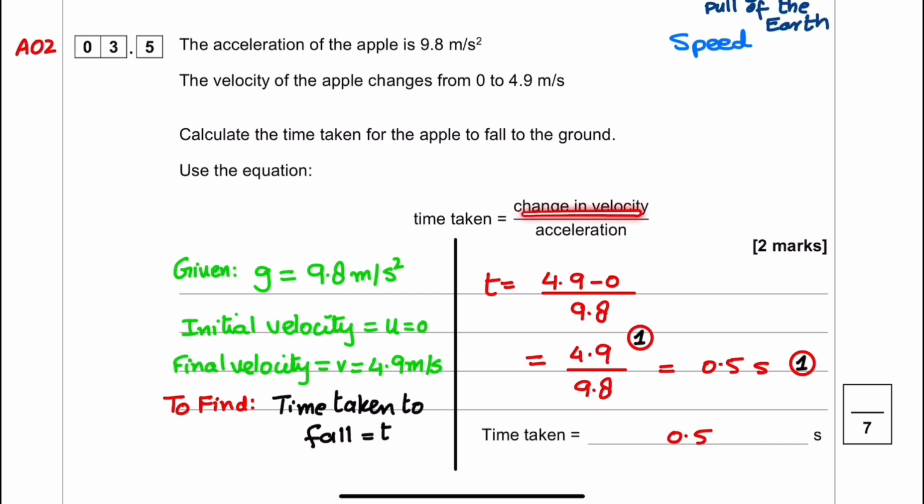Time is equal to change in velocity. So time is equal to final velocity minus initial velocity over the value of g, the acceleration due to gravity. The final velocity is 4.9, minus initial velocity 0, and the value of g is 9.8. We will use the calculator. With the help of the calculator, the answer is 0.5 seconds. So the apple will take 0.5 seconds to reach the ground. The marks distribution is given along the steps.